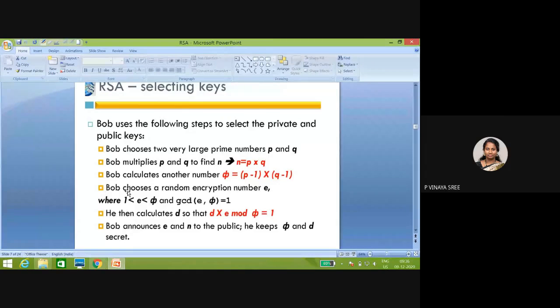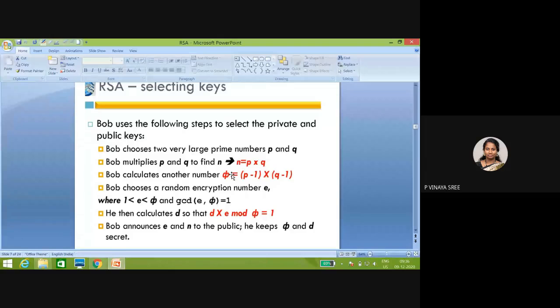Next, Bob chooses a random encryption number E. Is E a private key or a public key? Yes, E is a public key. So how is E selected? E should be greater than 1 and less than phi of N. That means the GCD of E and phi of N is equal to 1.